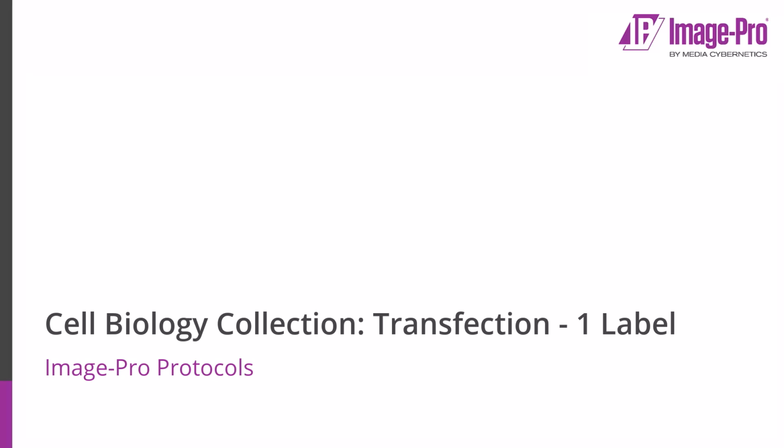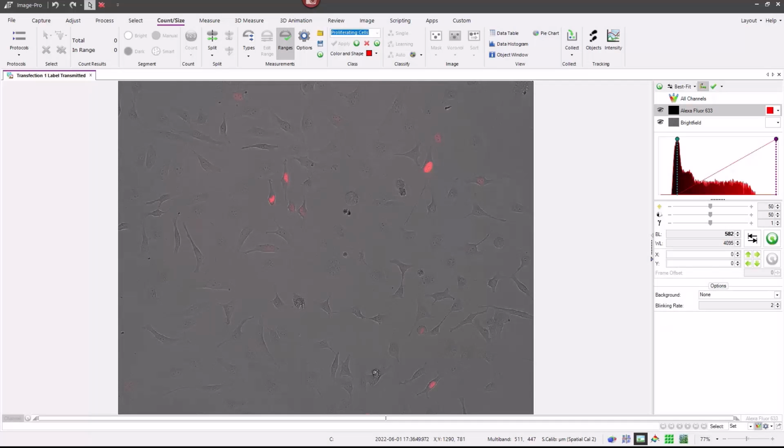In this short video, I am going to discuss the transfection one label with transmitted light protocol, which is part of the cell biology protocol collection. The protocol is designed to measure the proportion of cells in transmitted light images expressing a fluorescently labeled recombinant protein.